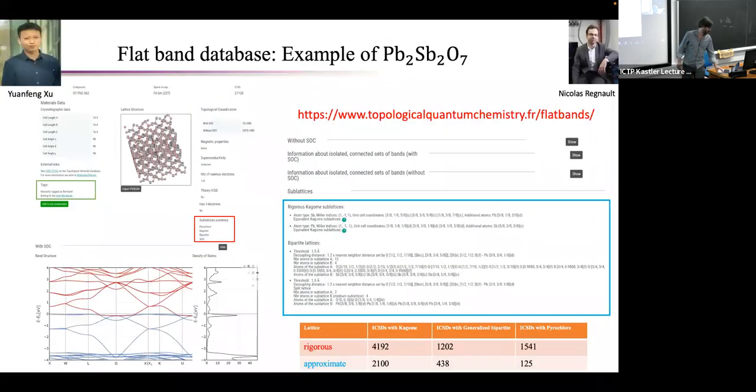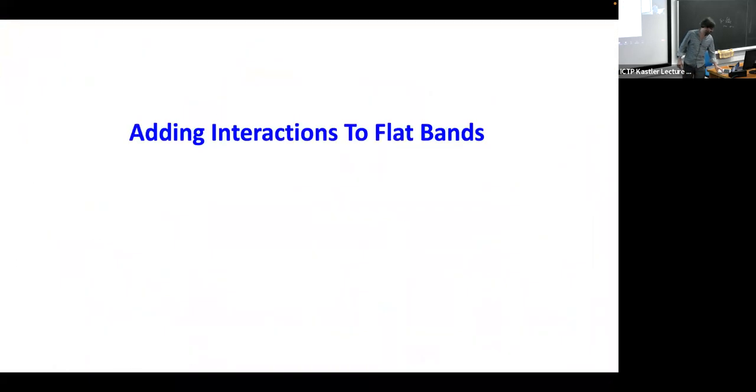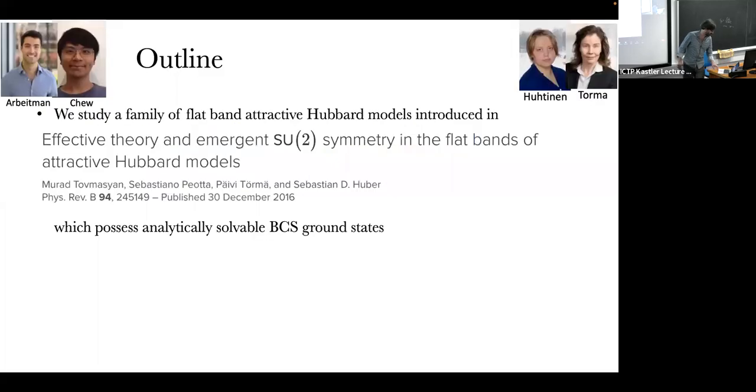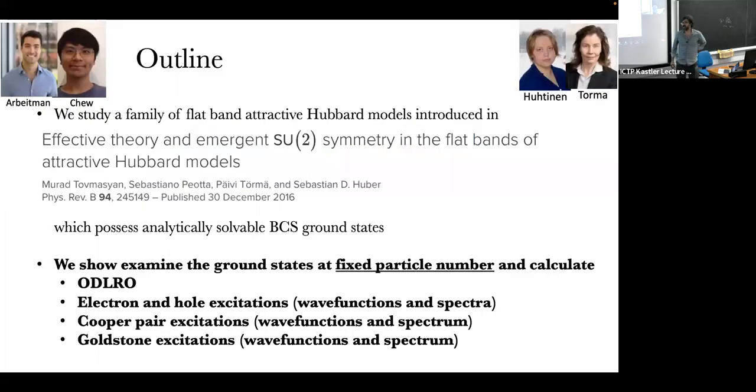Okay, more questions. Okay, so now let's add interactions. What we're going to study is a family of made up models, and these models are very artificial. They were first introduced by Sebastian Huber and Päivi Törmä, and they possess analytically solvable BCS ground states with negative Hubbard U. But what we're going to try to study is the effect of topology on these models.